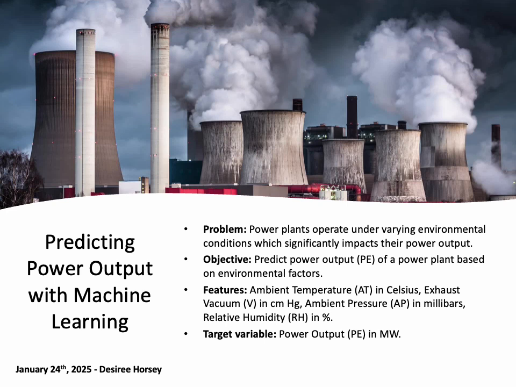So the data set includes key features such as ambient temperature, exhaust vacuum, ambient pressure, and relative humidity. So the target variable is the power output in megawatts. And the task type we'll be using is a regression problem because the target variable, which is power output, is continuous. The evaluation metrics we'll be using are the root mean squared error, used to measure the average prediction error, while the R squared quantifies how well the model explains the variability in the data.